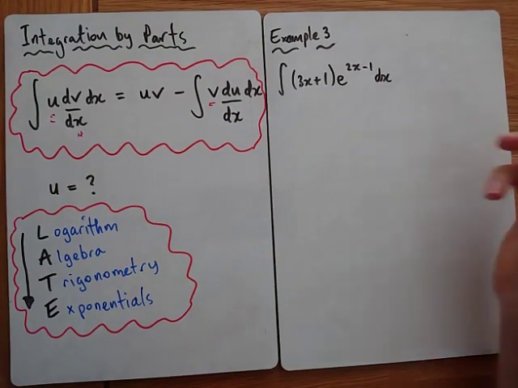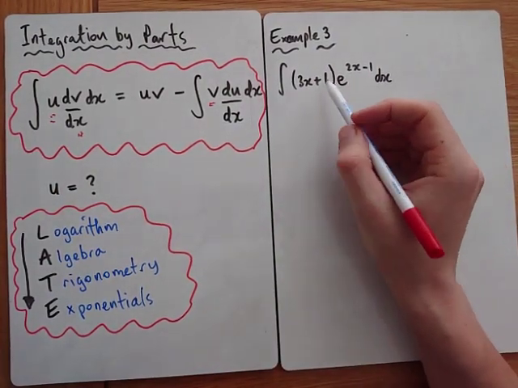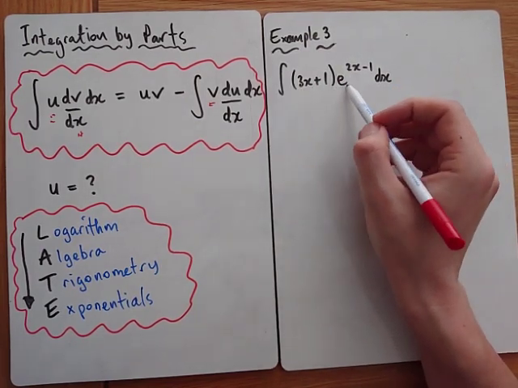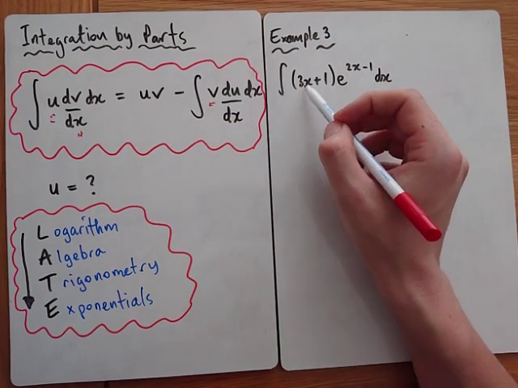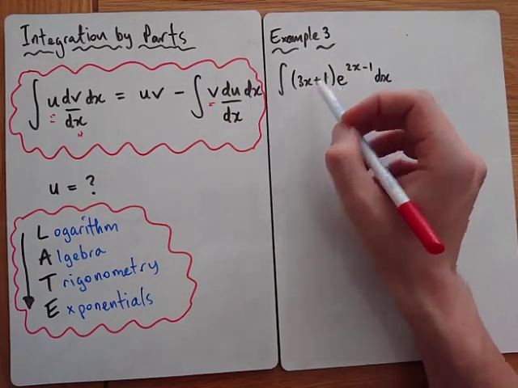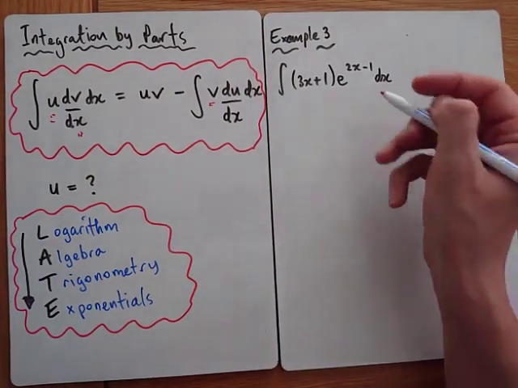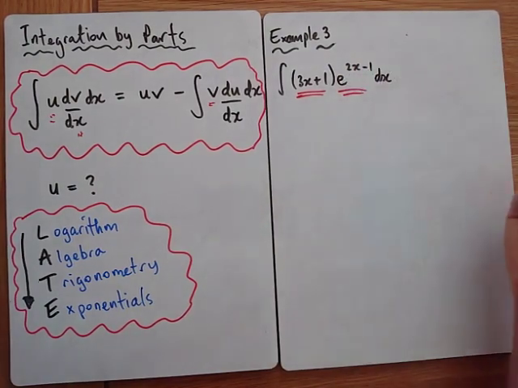Example 3 is 3x plus 1 multiplied by e to 2x minus 1. You've got two options of this. You could actually expand this out. If I expand the bracket, then I've just got an exponential which I can integrate, but I would have an x times by an exponential. So either way, we're still going to have to do integration by parts. I'm not going to expand it out. I'm just going to treat this as two functions multiplied together.